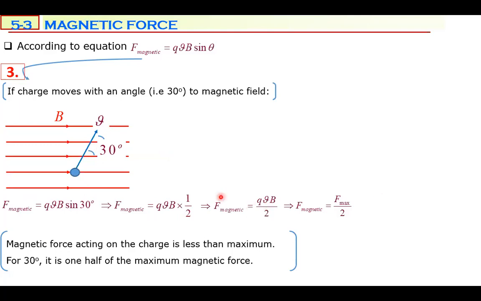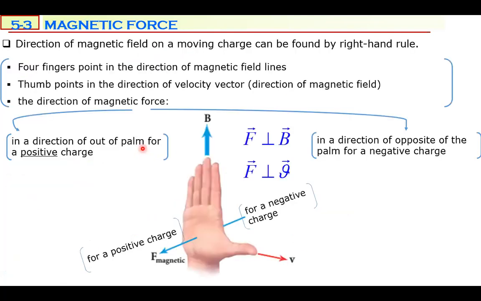So in this case, the magnetic force acting on the charge will be 1/2 of the maximum magnetic force. So the force acting on a charge at 30 degrees is 1/2 of the maximum magnetic force acting on the charged particle. And of course, we should know the direction. Force is a vector quantity.